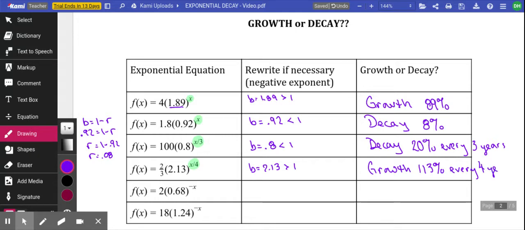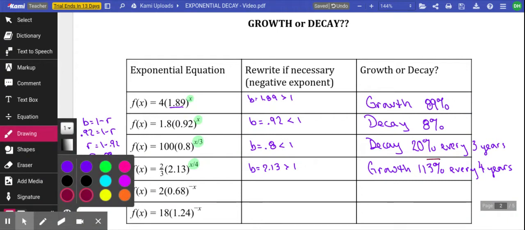4 years. Now you're saying, whoa, whoa, time out, Hill. How did you get 113%? Well, remember, if we're talking about growth, our b is equal to 1 plus r. So we could take our 2.13, set it equal to 1 plus r, and r equals 1.13, and then you move that decimal place twice to get 113%.